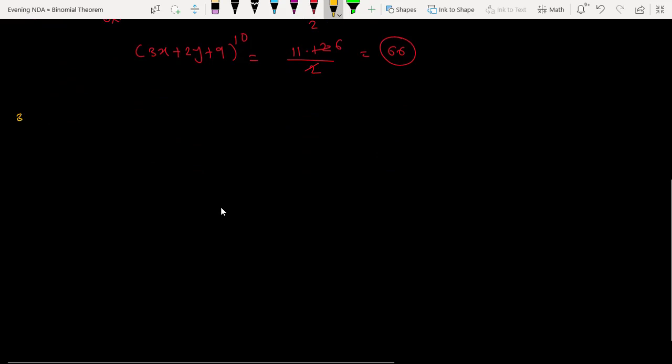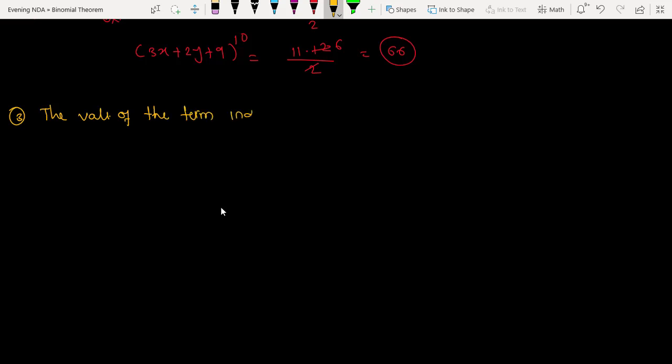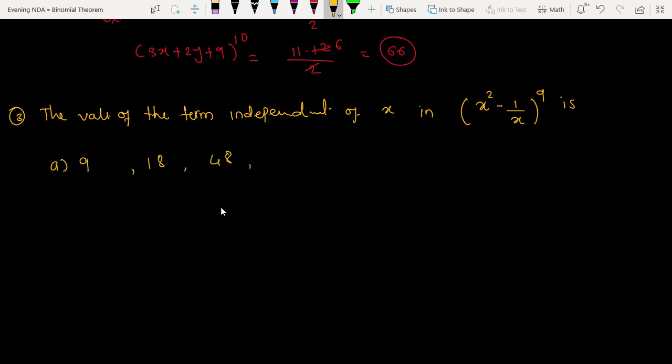The third question is: the value of the term independent of x in the expansion of (x square minus 1 by x) to the power 9 is. Okay, so this is what the question is, and your options are like this: 9, 18, 48 and 84.